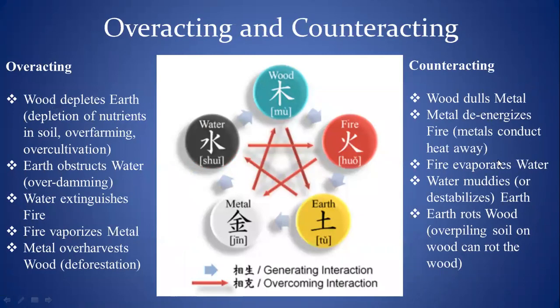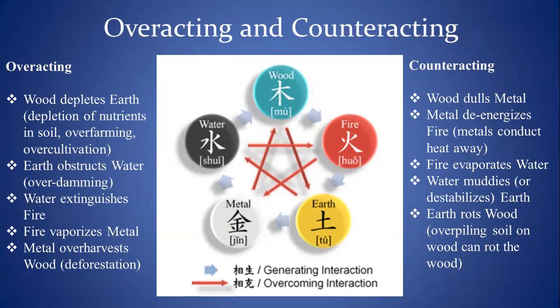But then what happens if the destruction cycle goes wrong? You have 2 different subcycles, because again, this is never going to be simple. You have overacting and you have counteracting. So these are both situations when the overcoming cycle or the destruction cycle is in imbalance. With overacting, it is because there is too much of the element doing the overcoming, so it overwhelms the other element.